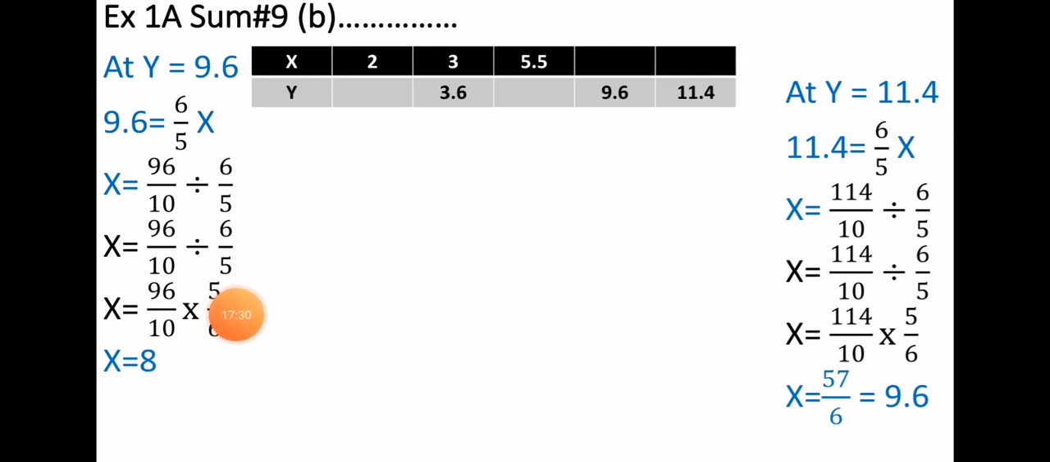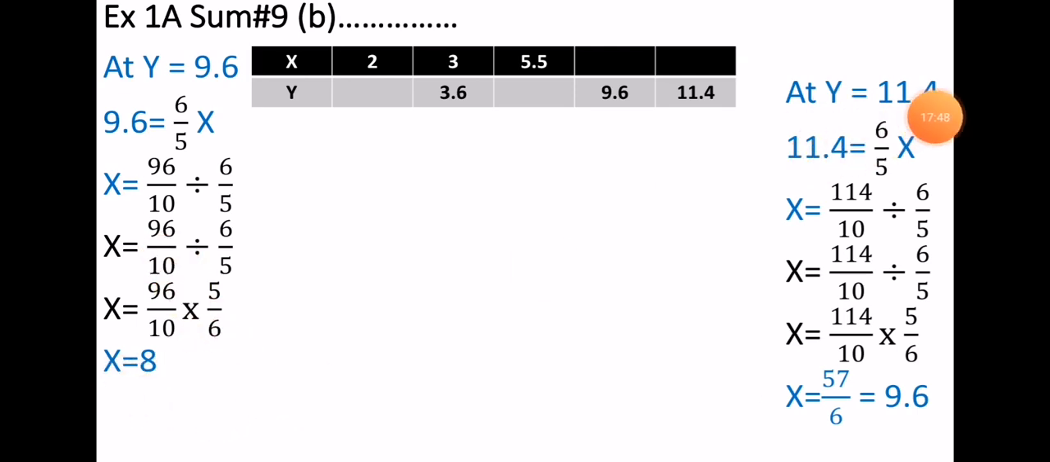How is it 8? 5 ones are 1, 5 twos are 10. Here 1 and 2 in place of 10. 2 ones are 1 and 2 48s are 96. 6 ones are 1 and 6 eights are 48. So x is equal to 8.